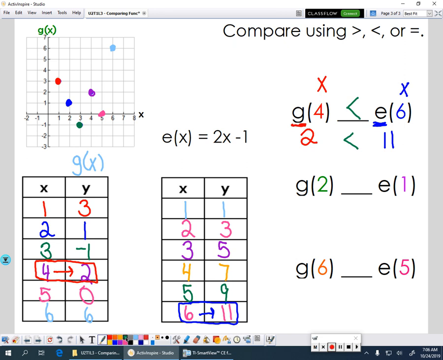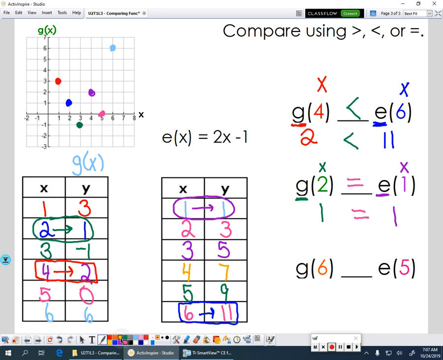So g of 2, so this is my graph where my x value is 2. When my x value is 2, my y value is 1. Then I'm going to look at e of 1. So this means on my equation where my x value is 1, my y value is 1. So I can say that 1 is equal to 1, so I know that g of 2 is equal to e of 1.